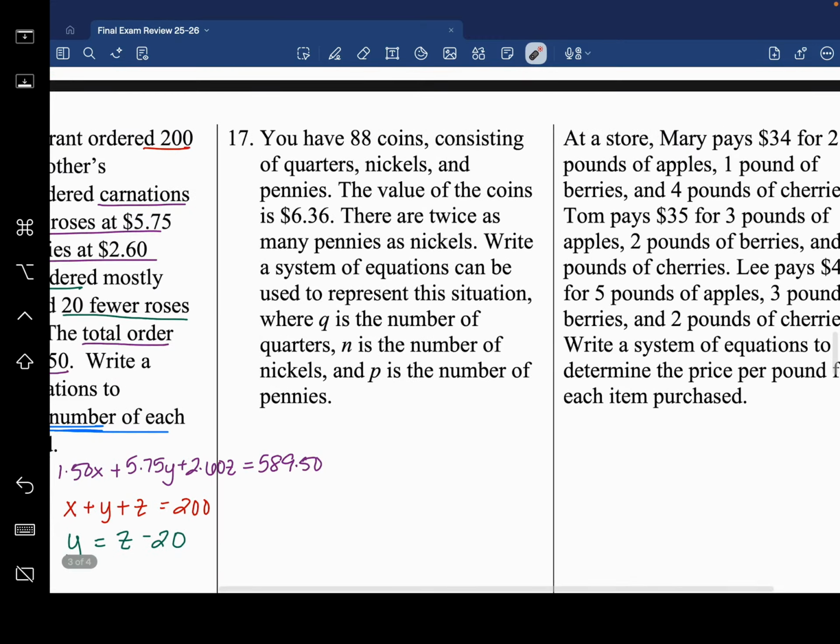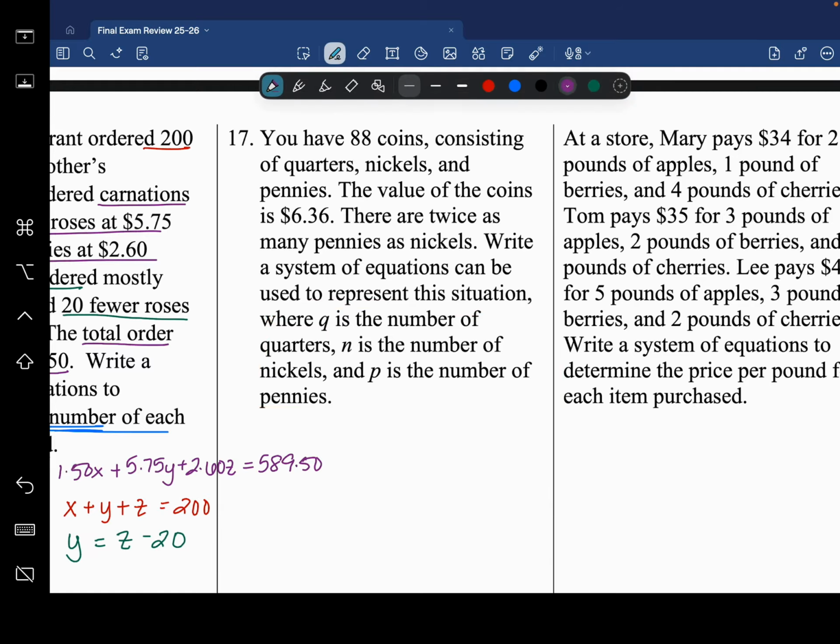Then we do it again for 17. You have 88 coins consisting of quarters, nickels, and pennies. The value of the coins is $6.36. There are twice as many pennies as nickels. Write a system of equations that can be used in this situation. Now, in this case, they're telling you what your variables are, so that makes it even nicer. Q is the number of quarters, N is the number of nickels, and P is the number of pennies.